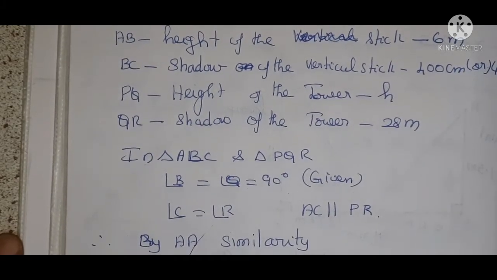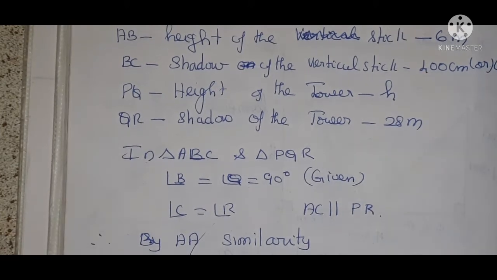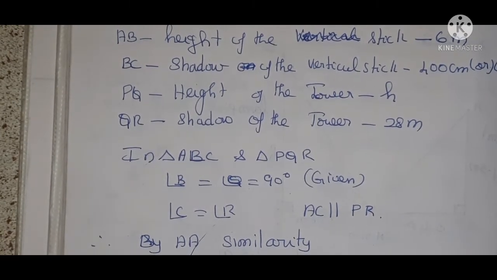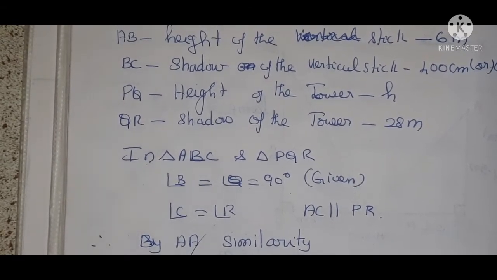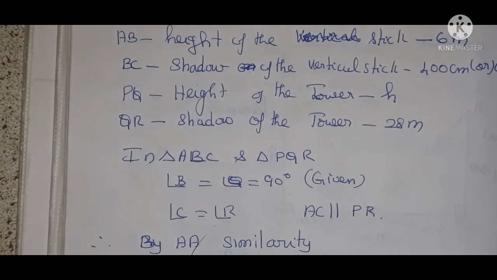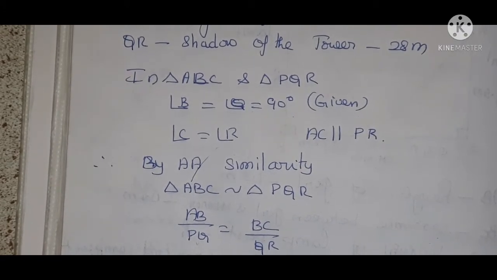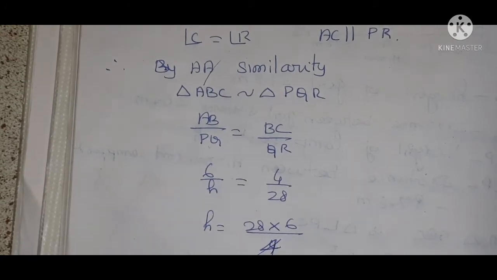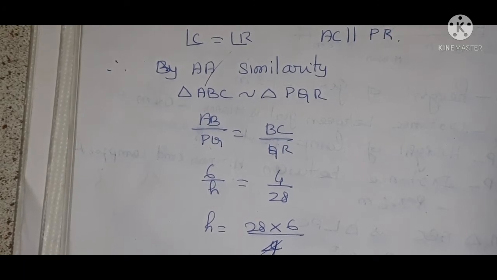In triangle ABC and triangle PQR, angle B is equal to angle Q is equal to 90 degrees. Angle C and angle R are equal because AC and PR are parallel. Therefore, by AA similarity, triangle ABC is similar to triangle PQR. By proportion, AB by PQ is equal to BC by QR. AB is 6 by PQ is H, equal to BC is 4 by QR is 28.